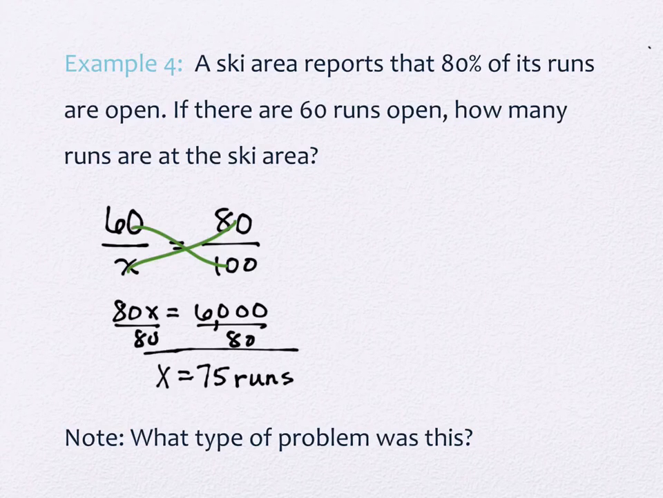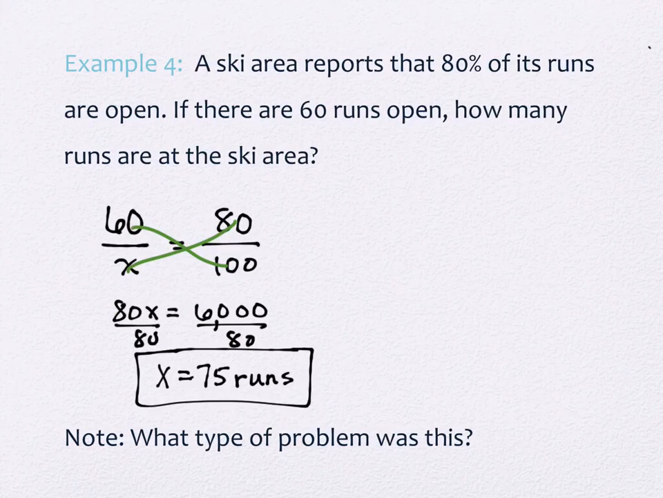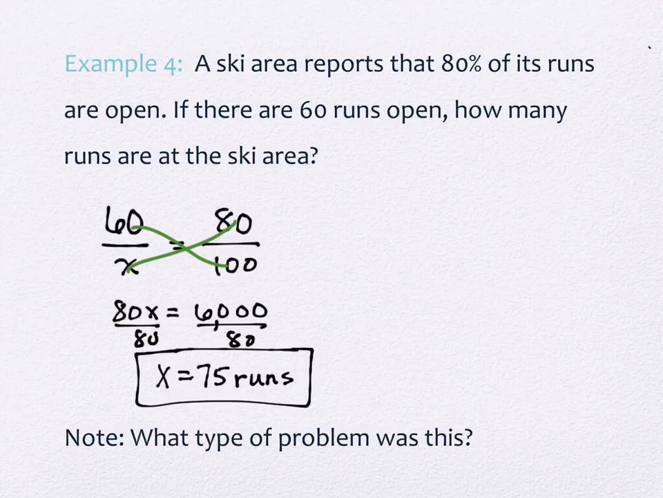Yeah, there's going to be context. You need to have units in your answer, whatever that means for your particular problem. Our last one was dollars, so that's what we included. I didn't mention it, but I did show it. 75 runs. Which type of problem is this? It's number 3. And this number 3, I don't know the whole, right?